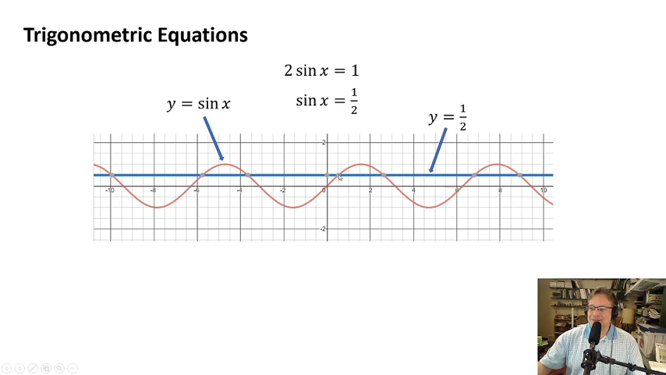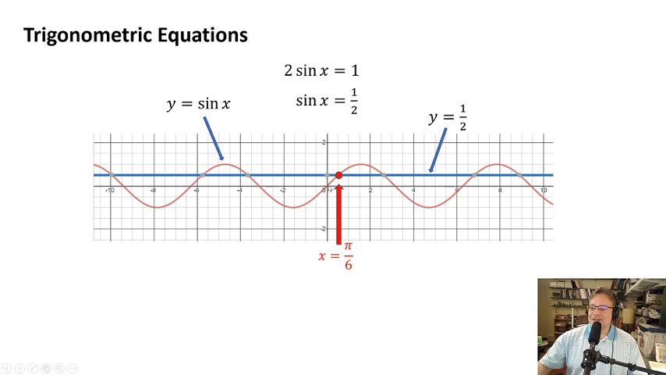So these are places where sine of x is equal to 1/2. It's the places where these things intersect. But as you can see from all these points here, this isn't the only place where these two things intersect. And so we have to account for all the other circulations around the unit circle here.